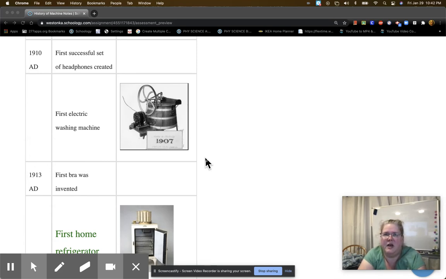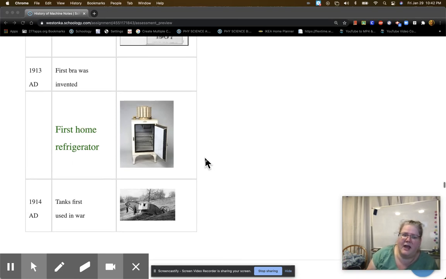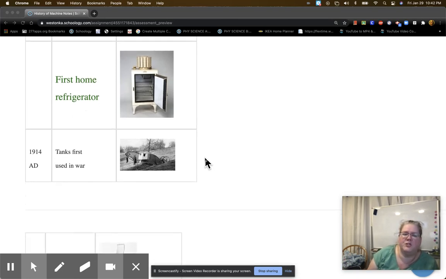But it freed up mostly women to do a lot of other things. Instead of spending half of their day doing clothes, they could put them in and move on and come back later. Bras were introduced now instead of corsets. That's a big advent. The first home refrigeration unit.